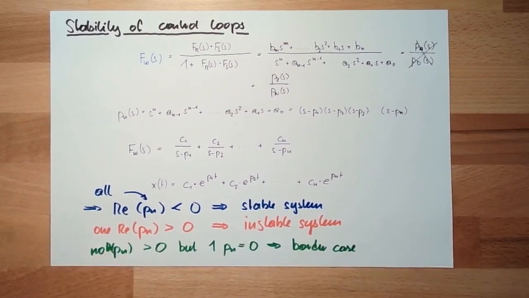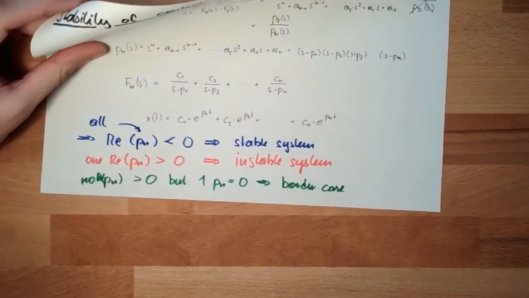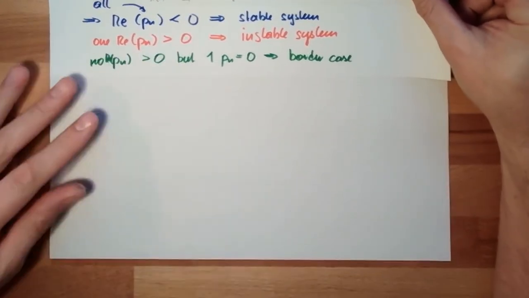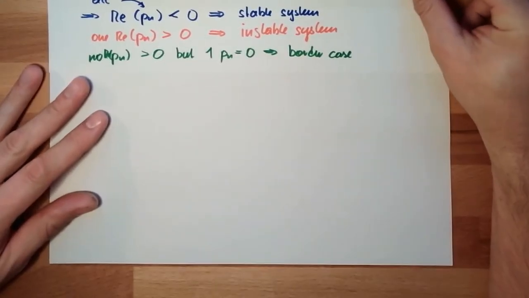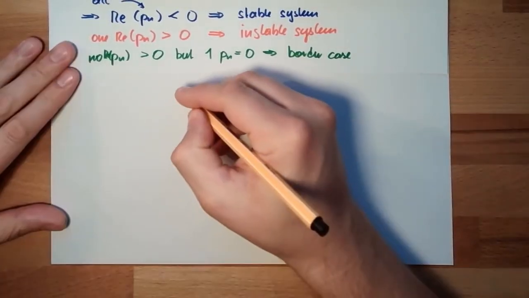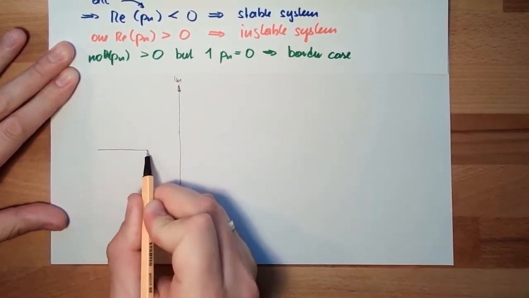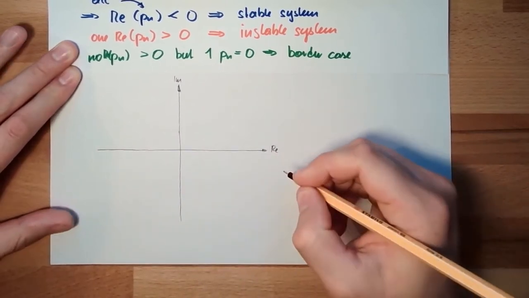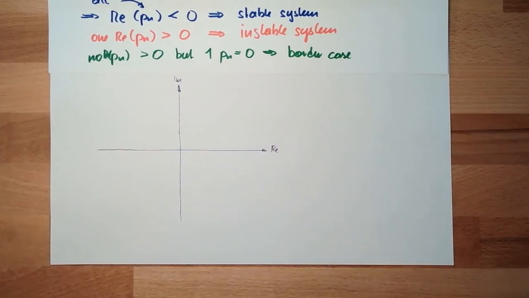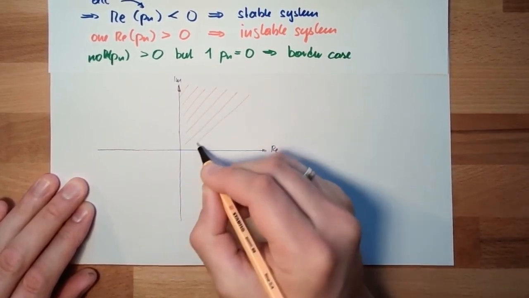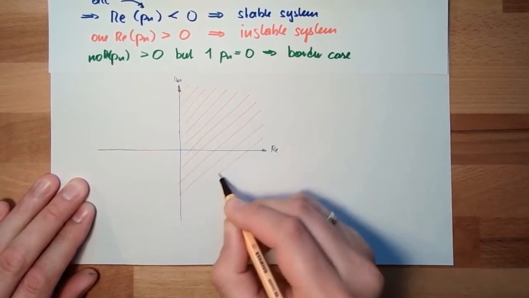So let's draw a little thing. Let's keep this in mind and draw a little something about this. So, if we do have here the imaginary axis, and we do have here the real axis, the right part here is instability. If here is one pole, we'll end up with an unstable system.